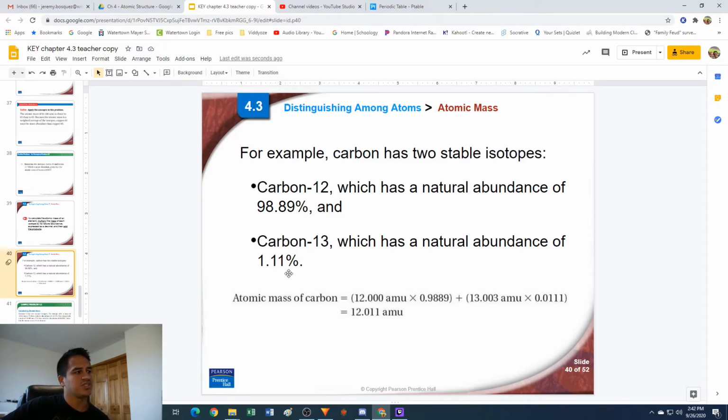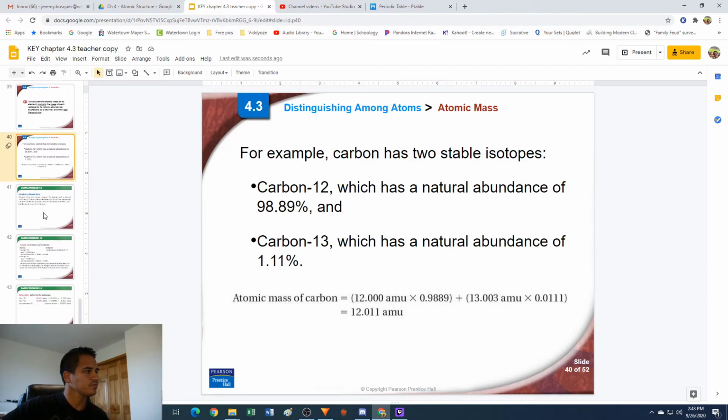If we wanted to know the average atomic mass of just carbon, we would take 12 AMU, which is the mass of carbon-12, times 0.9889, which is 98.89% as a decimal, plus 13.003 AMU, which is a more precise mass for carbon-13, but this could just be 13, it'd be fine, times 0.0111, which is 1.11% as a decimal. If you add those together, you'll get an average of about 12.011.